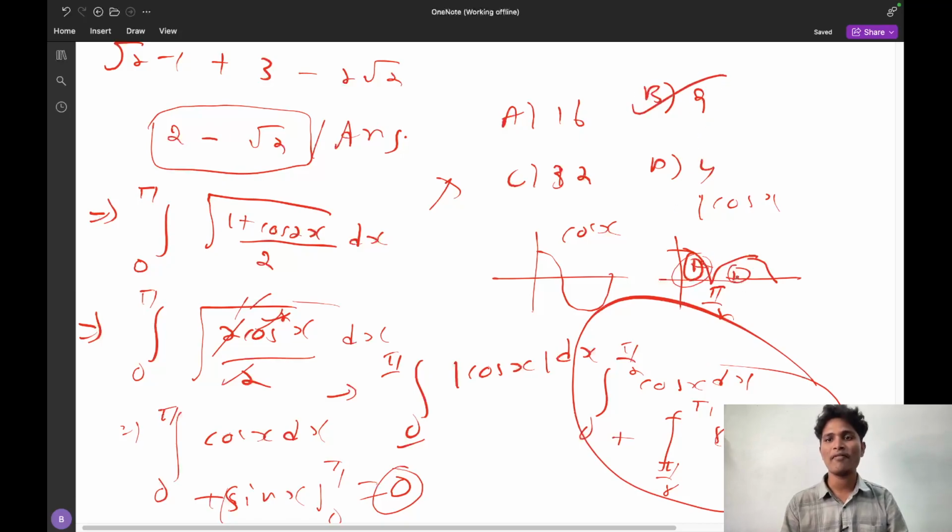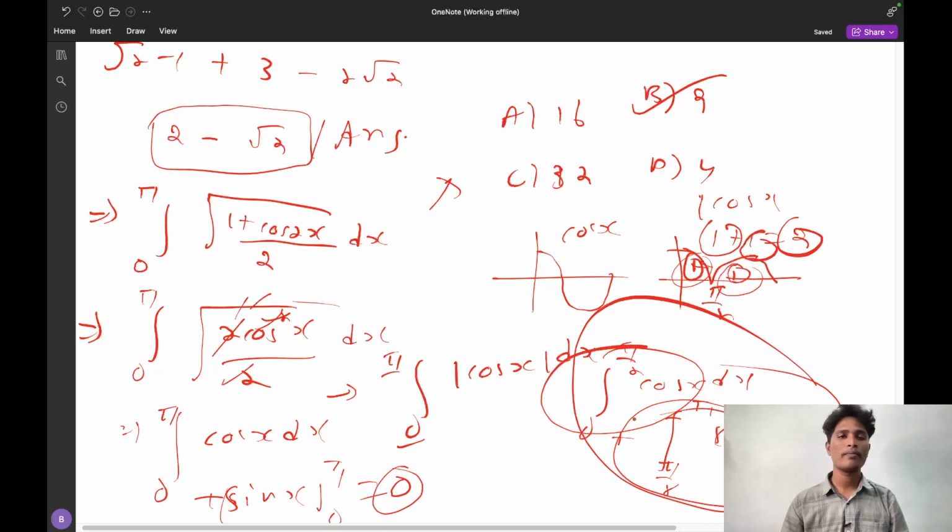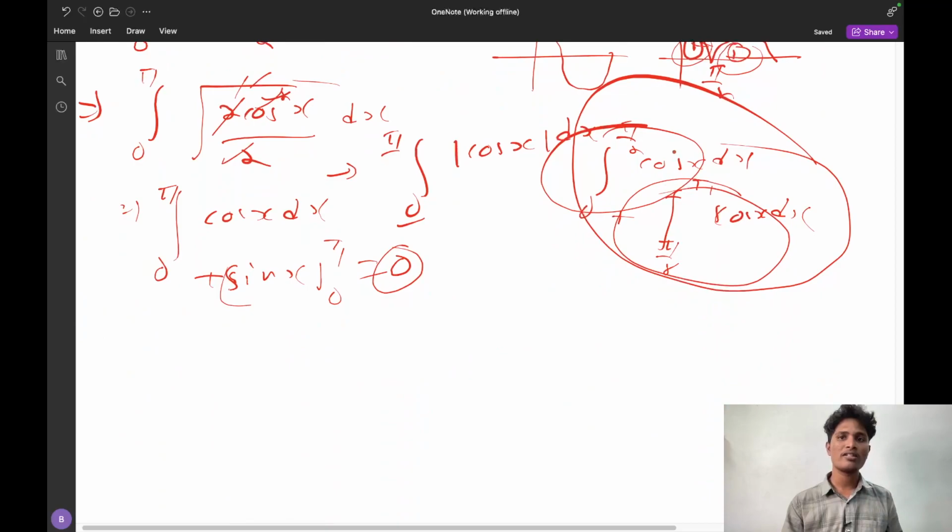This area will be 1 and this area will be 1. When I add 1 plus 1, it will be 2. And why am I getting 1 and 1? This above value and this value each give 1. So 1 plus 1 will be 2. Like this you have to solve.